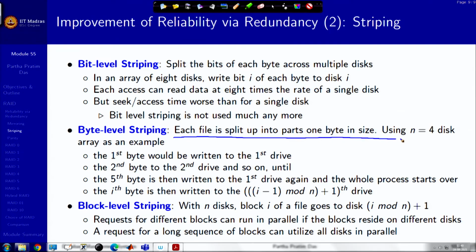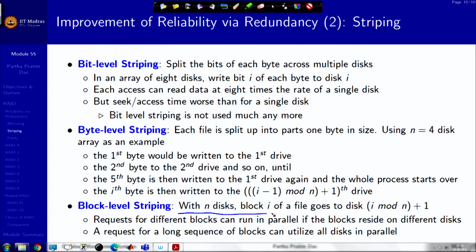You can do the same thing at byte level. Divide the file into bytes, and suppose you have 4 disks, then you write the first byte on the first drive, second byte on the second drive, third byte on the third drive, fourth byte on the fourth drive, and the fifth byte you again write on the first drive. So, you can easily have an expression which says which drive it goes to. Again you do things in parallel, but at byte level. So, you have a better trade off in terms of the volume of data that you can read in parallel. This is used, but again it is slowly getting limited.